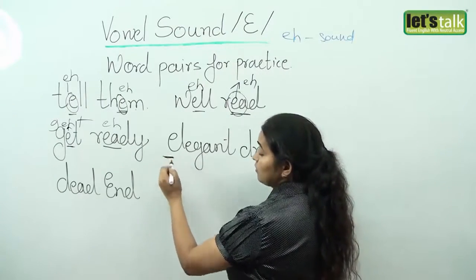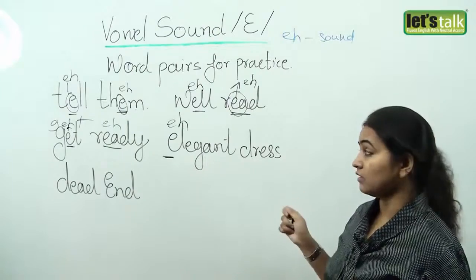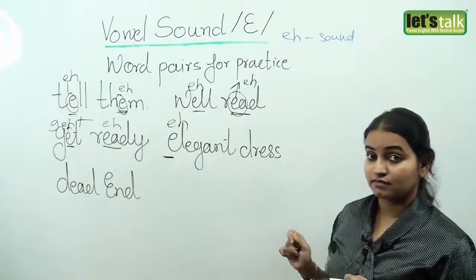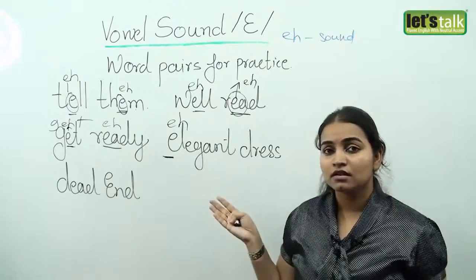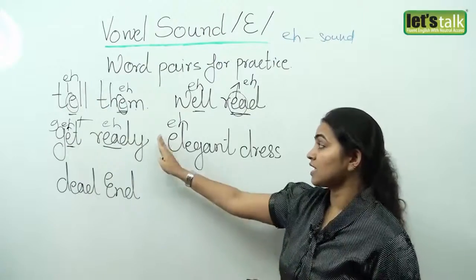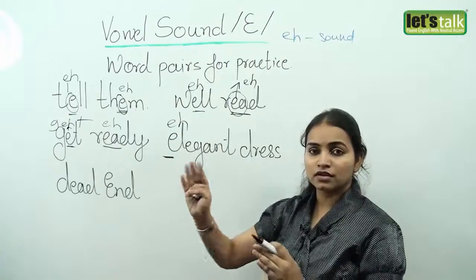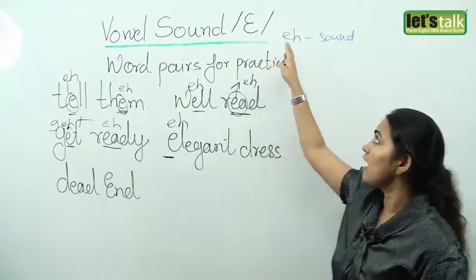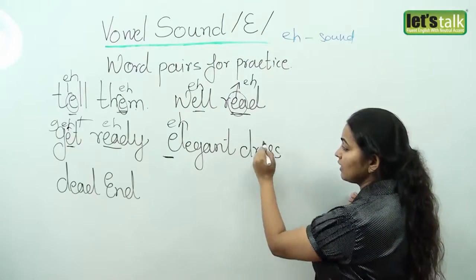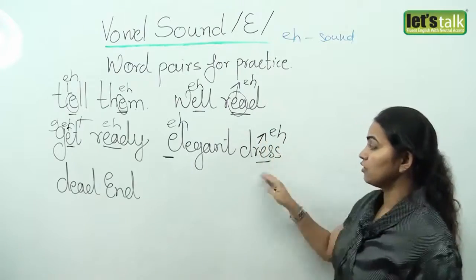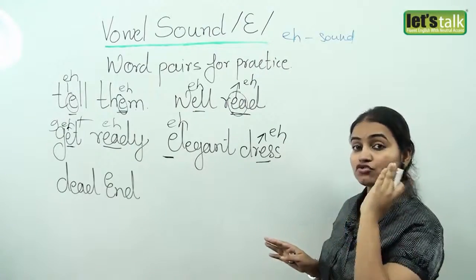The E gives me the eh sound, so it's an elegant. Elegant. So I don't say elegant or elegant, I say elegant. This is a short, concise, elegant. So you pronounce it very quickly. So it is a elegant. Elegant dress. The E again gives me the EH sound. So it's a dress, not a dress or a dress. It is a dress.